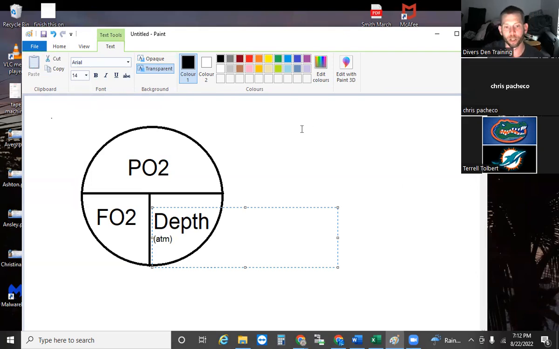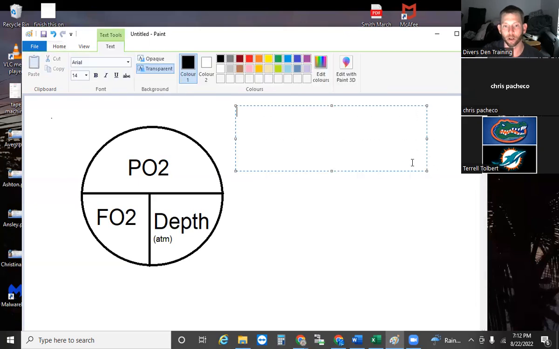Okay, so if you need to write down, depth in atmospheres equals depth in feet divided by 33, plus 1, and then you can do depth in feet.